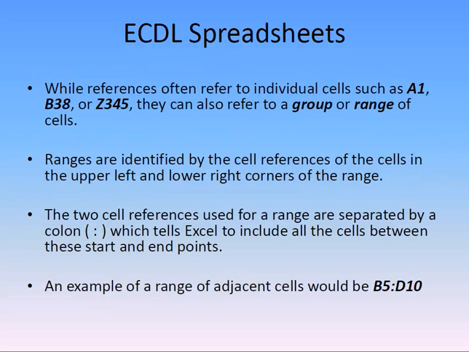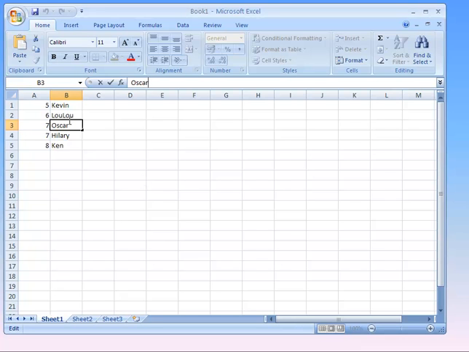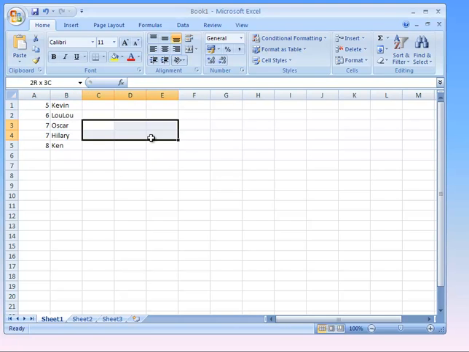So while referencing, references also refer to individual cells such as A1, B38, and Z345. They can also refer to a group of cells or a range of cells. So for example, if I was to select a couple of items here, I would have B2 to B4 selected. Now it only gives the first cell up here, but if I was to go over here, you can see I have selected 2 rows by 3 columns starting at C3. This is again looking at this part here.